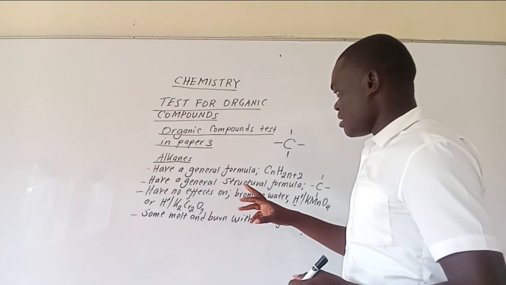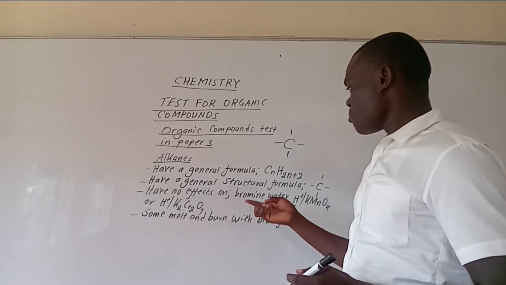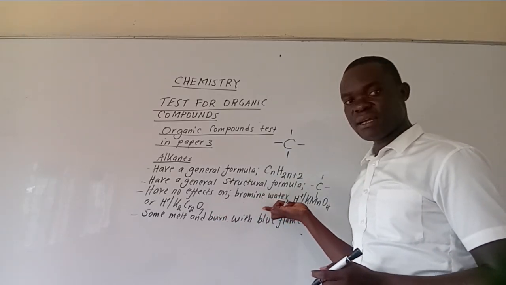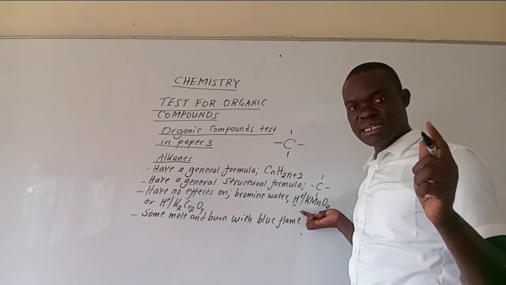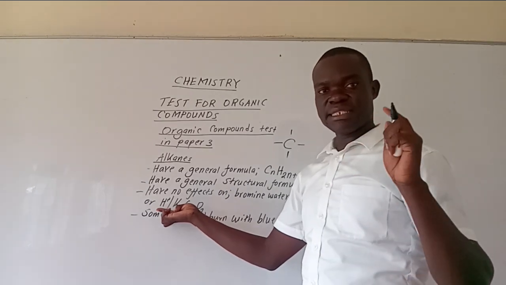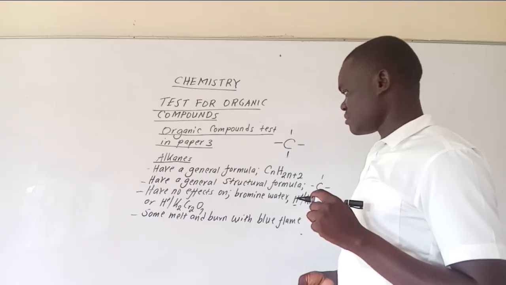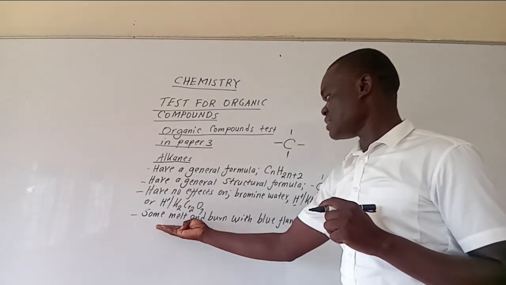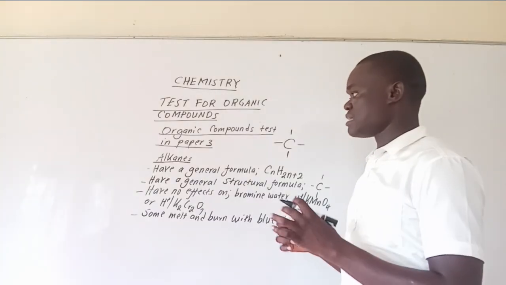So alkanes have no effect on brown bromine water, acidified potassium manganate(VII), that is purple, or acidified potassium dichromate(VI), that is orange. But some melt and burn with blue flame, and that is about alkanes.